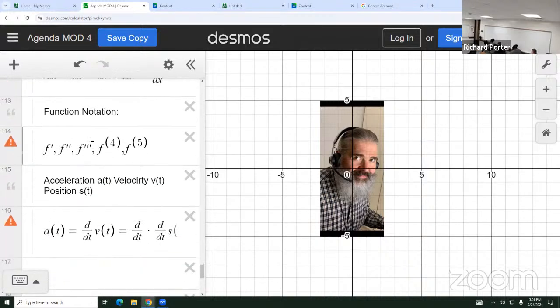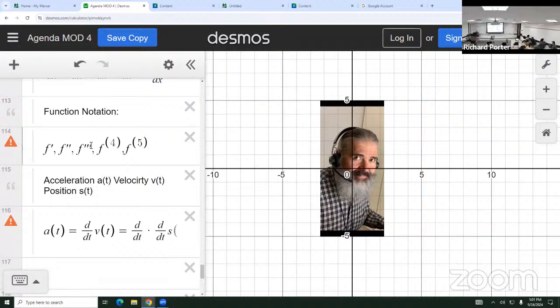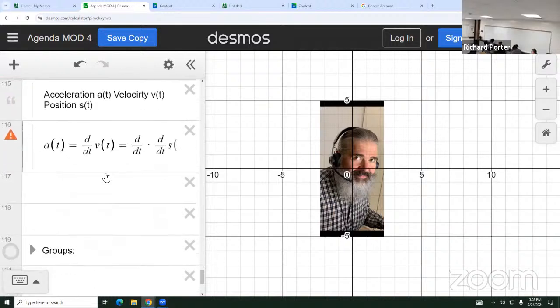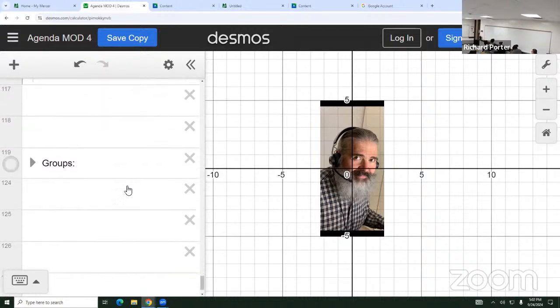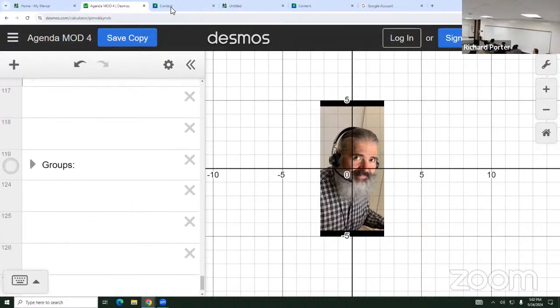Oh, higher order derivatives after 3 dashes, 3 primes, you have to put a little 4 and a 5 in parentheses. That's not the, if you want the function raised to the 4th power, you don't put the parentheses in there. See parentheses around a number, that means a derivative. Okay. Acceleration is derivative of velocity. Okay. So let's do our group work stuff.